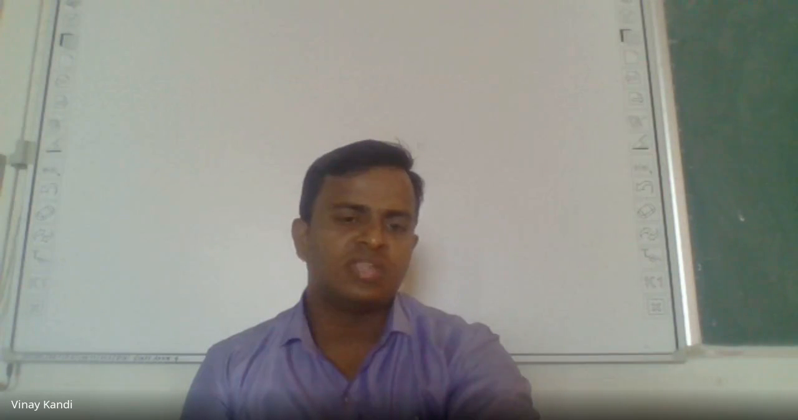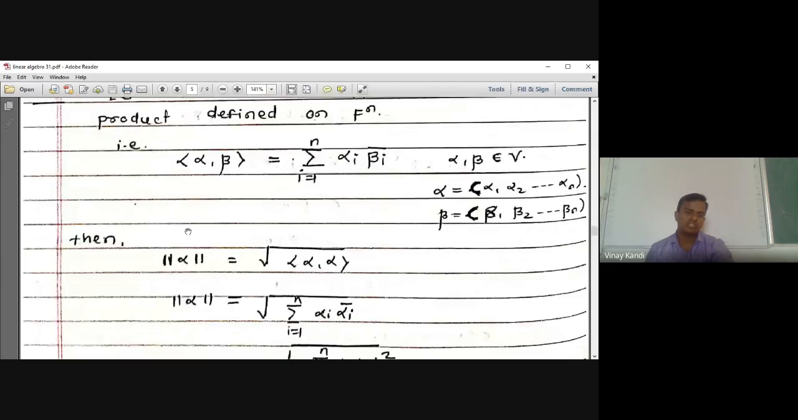Then the norm of a vector, or length of the vector, we define like this. Norm of alpha is equal to, we saw the definition of norm, the positive square root of the inner product of alpha, alpha. By the definition of this inner product, we can write beta as alpha bar.